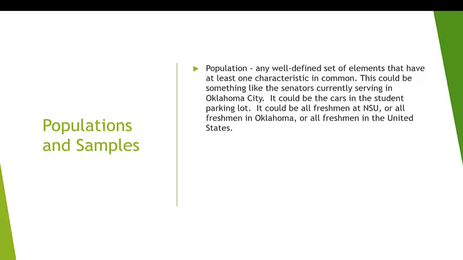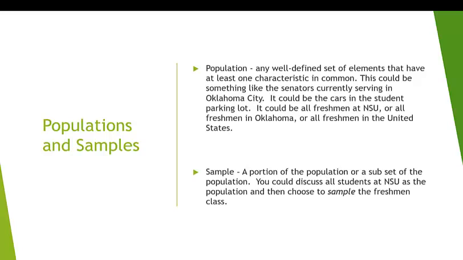Later on, we're going to see that part of that characteristic is going to be something we want to generalize to the population. So what we are really wanting to study may determine our population. For example, I said our population could be freshmen at NSU, freshmen in Oklahoma, or college freshmen in the United States. It would depend on what we're wanting to study that would determine which of those would be our population.